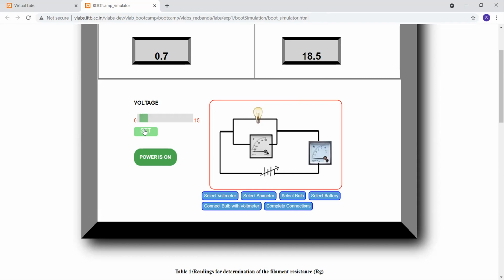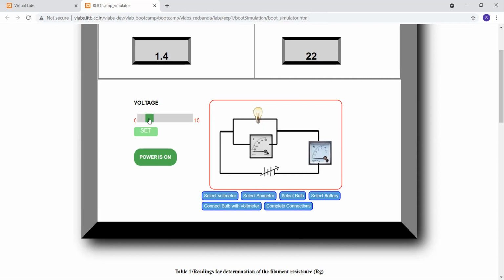The observation table is like this. Voltage and current. Voltage is 0.7. Note down this reading. Current is 18.5. This current is in milliampere. Then change this voltage. The second voltage is 1.4. Now the current is 22 milliampere.